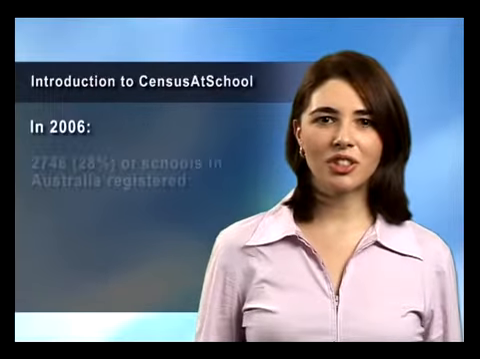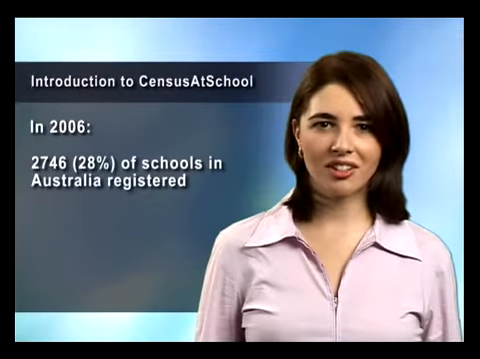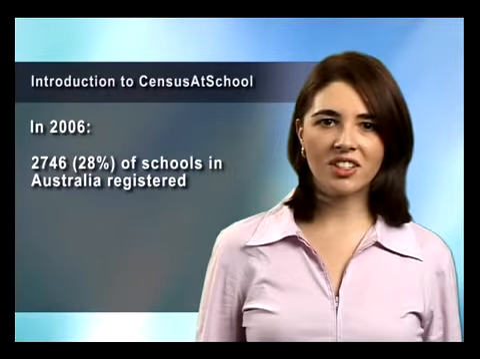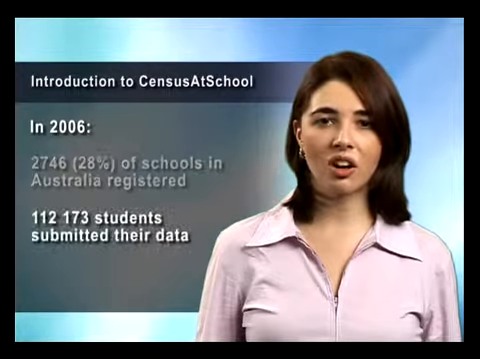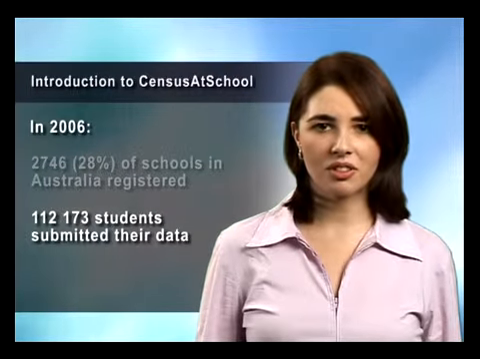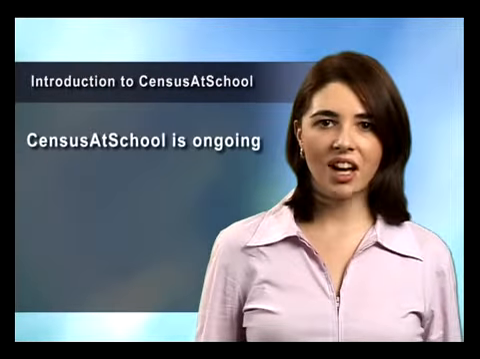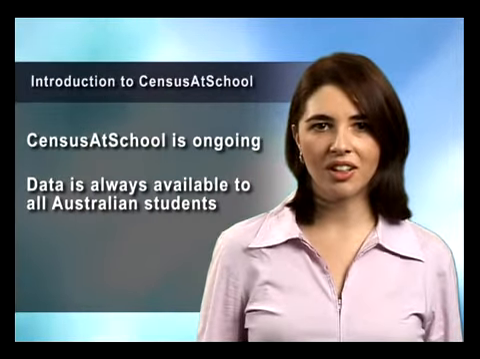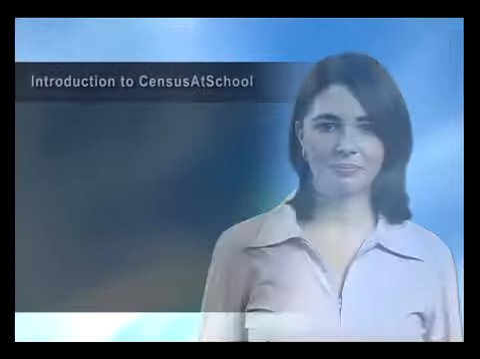Schools from across Australia registered to be part of the Census at School project. Teachers then set up accounts and generated student access numbers. With these access numbers, students were able to enter the online questionnaire and submit their responses. All reasonable measures were taken to ensure students' privacy and confidentiality throughout this process. Census at School is an ongoing project. The data collected by submitting the questionnaire is accessible to all Australian teachers and students via the Census at School website. Let me show you the type of questions that were answered by introducing you to the questionnaire.